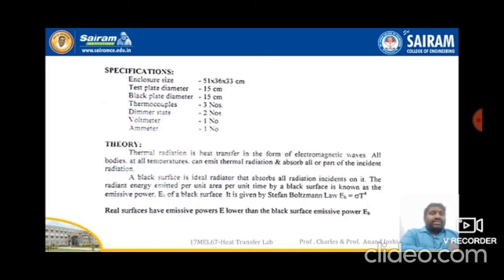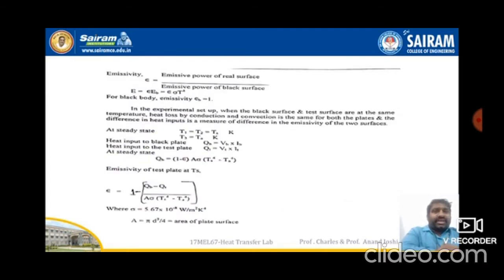The theory behind this experiment is that real surfaces have lower emissive power than the black surface emissive power. You must understand that real surfaces, other than a black body, have less emissive power than a black body. That is the theory of emissivity. Emissivity is defined as the emissive power of the real surface to the emissive power of the black surface, so E is equal to epsilon Eb, which is epsilon sigma T to the power of 4. For a black body, emissivity is 1.